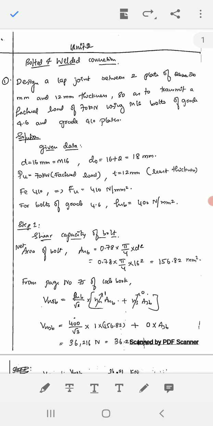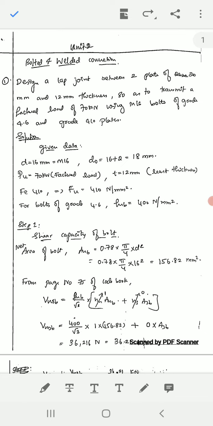So first question is design a lap joint between two plates of 20 mm and 12 mm thickness so as to transmit a factored load of 70 kN using M16 bolts. M16 in the sense the diameter is 16 mm, of grade 4.6 and grade 410 plates.